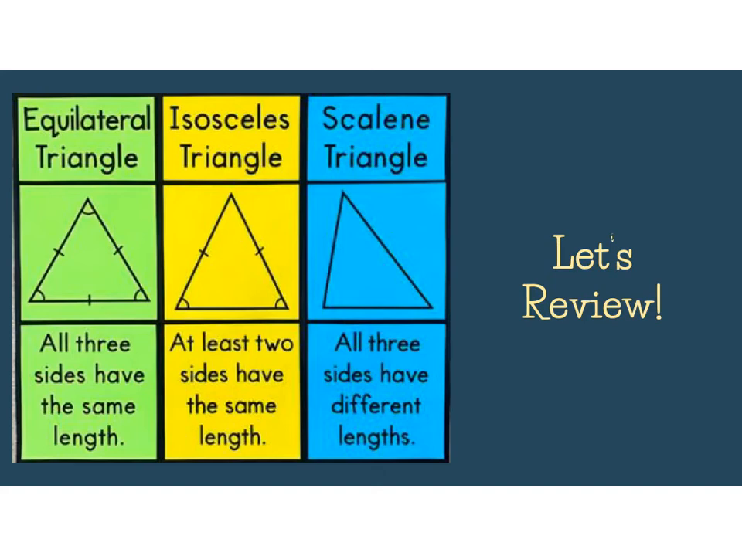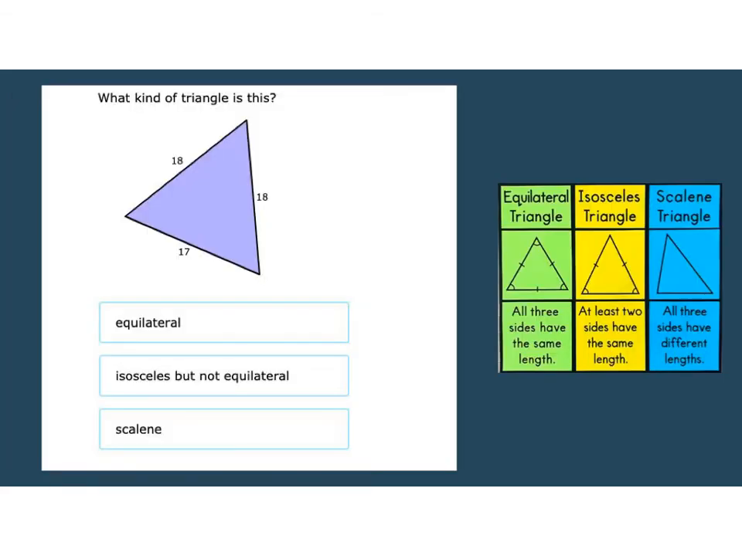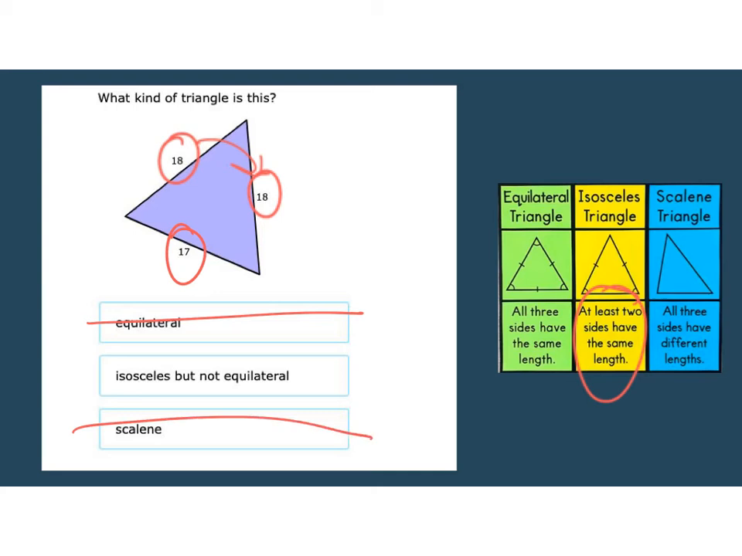All right, let's review and do some problems together. If we remember, equilateral, all the same sides. Isosceles, 2 of the same, and scalene, all 3 sides are different. All right, what kind of triangle is this? Well, let's automatically look at the sides. I'm going to circle them. We've got 18, 18, 17. Can it be equilateral if one side is different? Nope. Isosceles, but not equilateral. Well, we know that isosceles has 2 of the same length. But let's move on to the last one, scalene. Scalene says all the sides are different. Well, these 2 sides are the same. So it has to be isosceles, not equilateral.